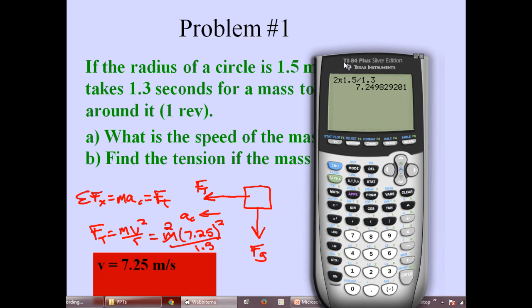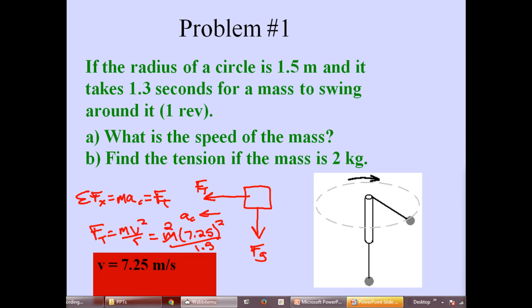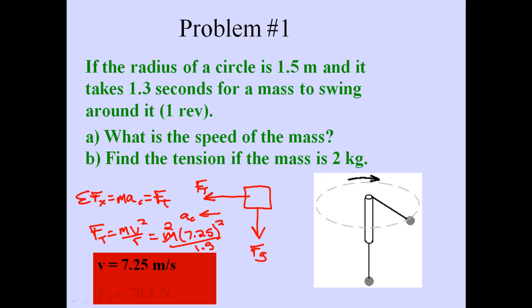Bring my calculator up. So 2 times 7.25 squared divided by 1.5, 70.81, actually 70.1 newtons. 70.1 newtons.